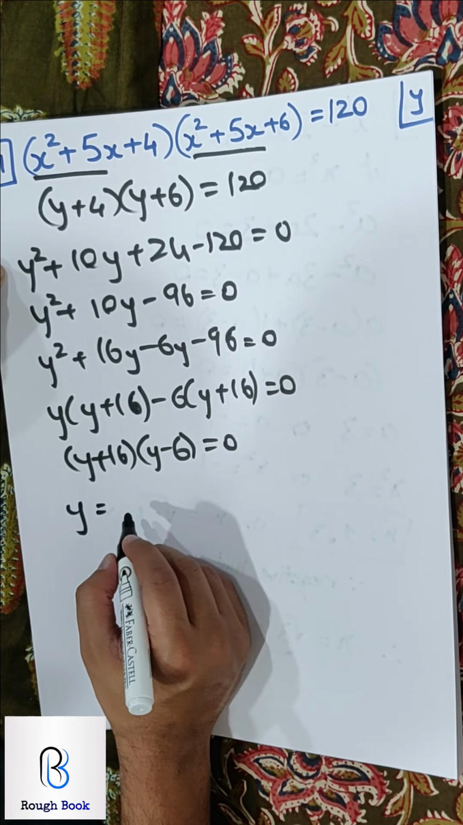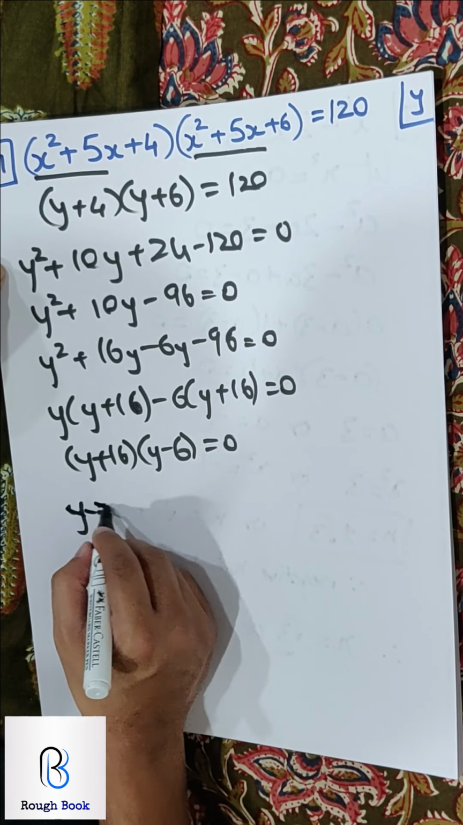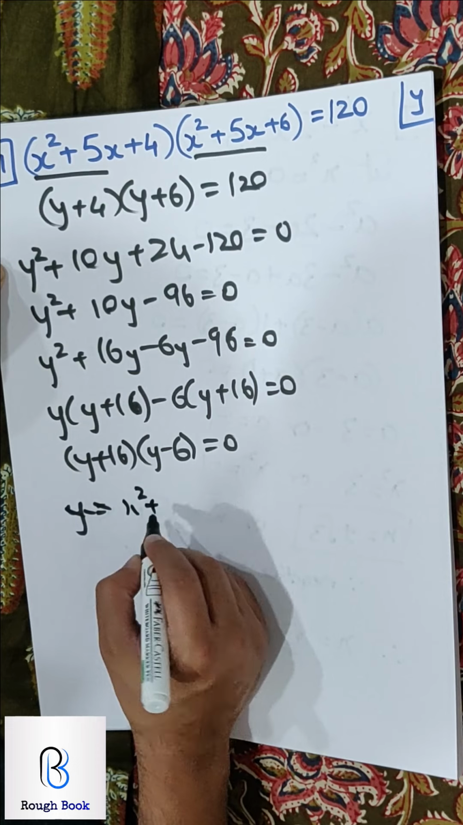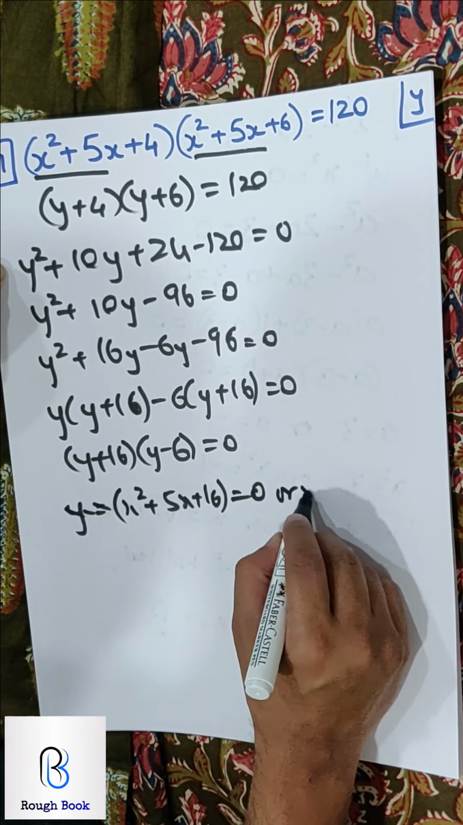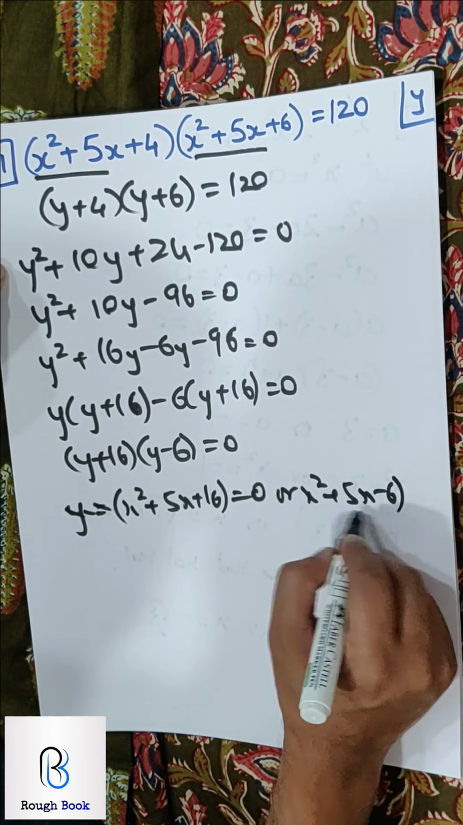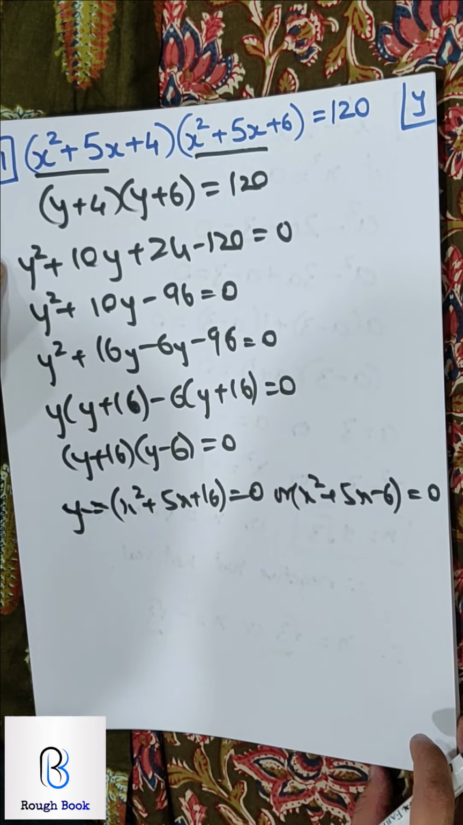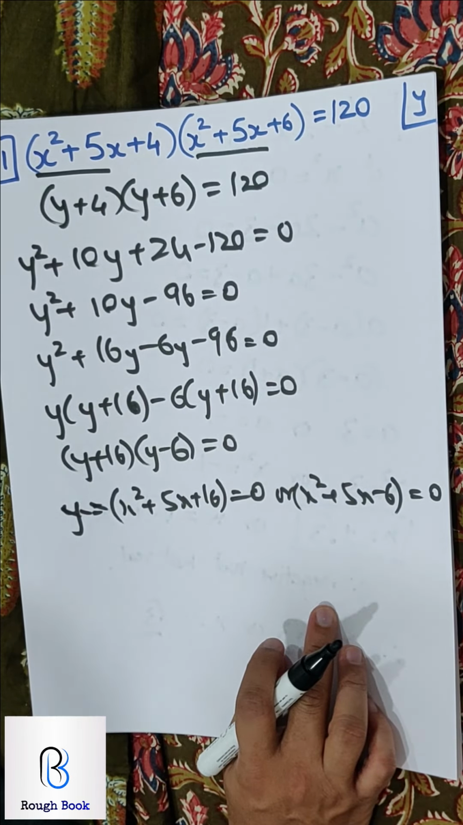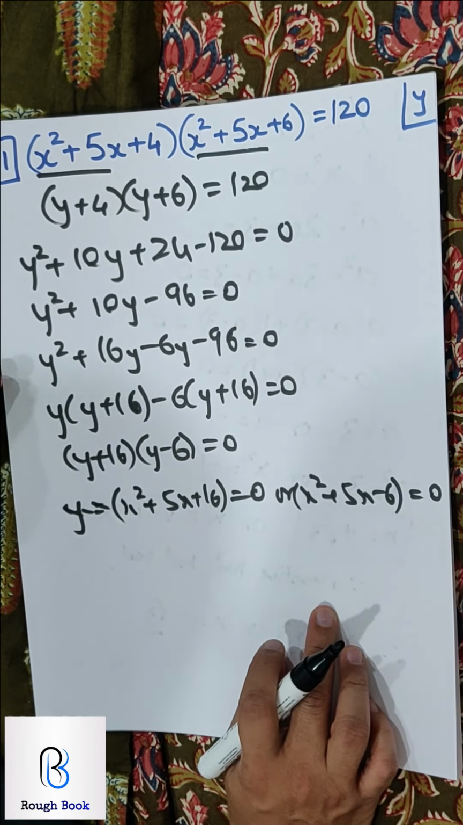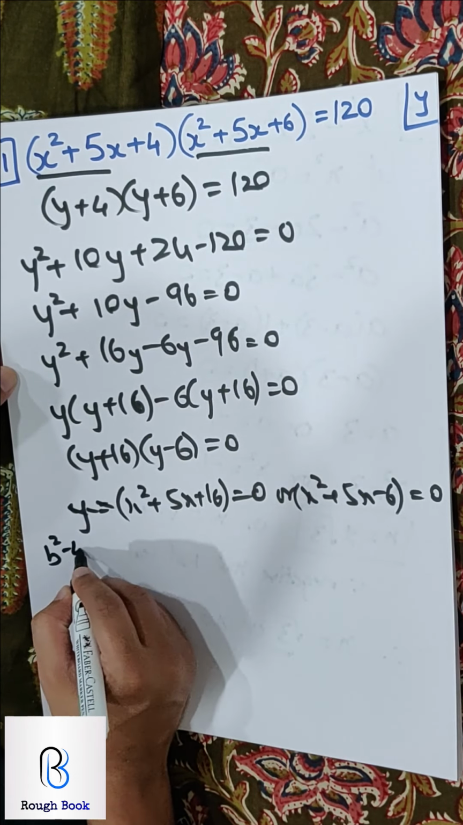So y becomes, shall I resubstitute first? Yeah, I should. So resubstituting, I'll get x square plus 5x plus 16 equals 0 or x square plus 5x minus 6 equals 0. So 16, how will I split? 8 and 2. I don't think this is splittable further. You will have to use the formula method then probably. So it's a question where you might have to use the formula. Or what you can do is first find b square minus 4ac.